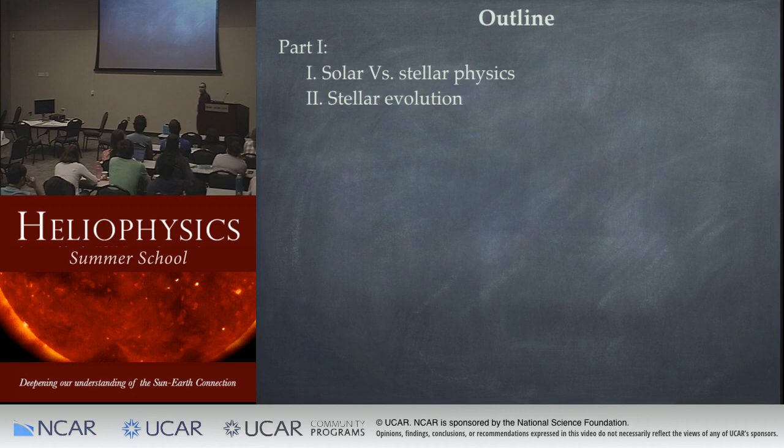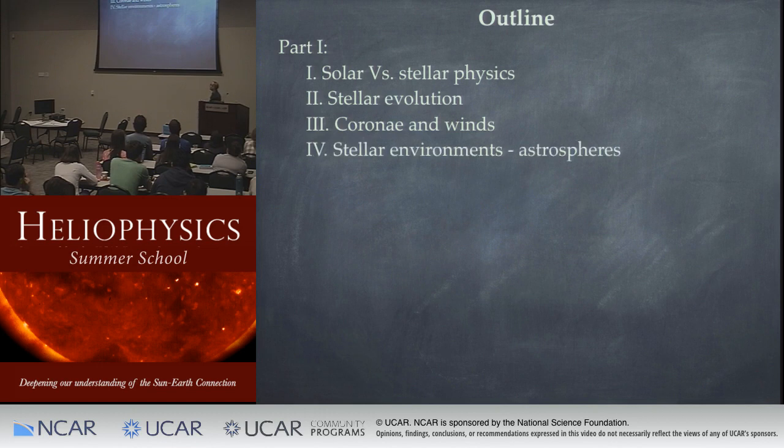I'm going to discuss stellar evolution, which is also something that when I finished my PhD, I didn't know too much about. Some of you may have heard about it from astronomy classes you took. I'm going to briefly discuss the basics of stellar evolution, because they are important for things that we'll discuss later. And I'll then talk about corona and stellar winds, solar and stellar. I'm going to also be bouncing back and forth between terms like solar winds, stellar corona, etc. So everything is kind of mixed together in this talk. Then I'm going to talk about stellar environments, which are the astrospheres. That's the stellar analogue for our own heliosphere, or interplanetary space.